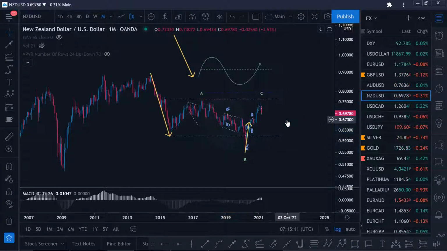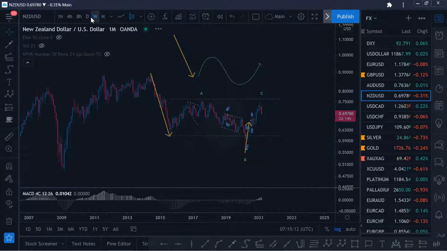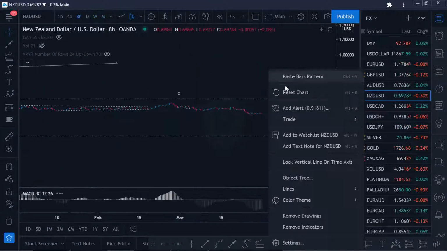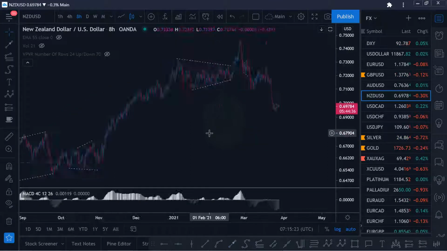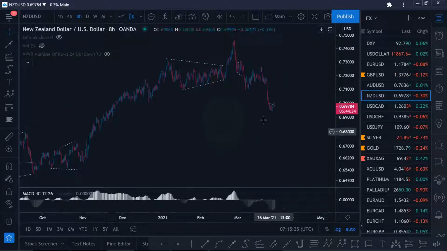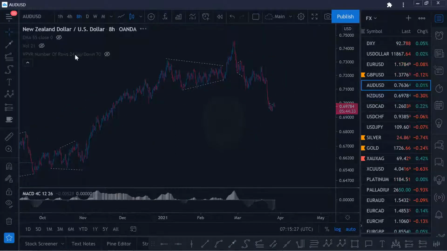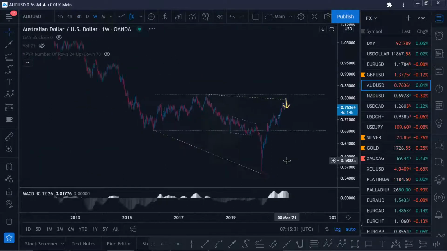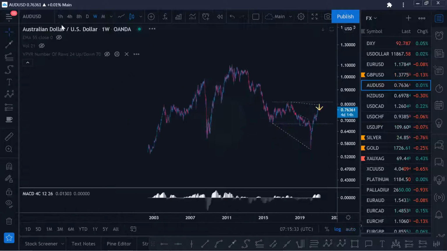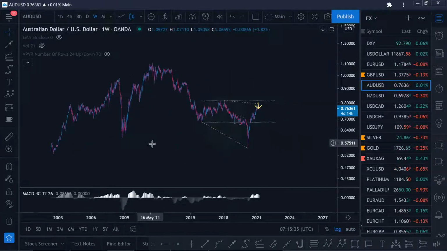So it looks to me that we've turned on the higher time frames, and the lower time frames are starting to resemble that. When you see this kind of move from the highs, that's very impulsive and very much in line with the move we expect moving forward down the line. Aussie dollar, same thing, higher time frame structures, ABC corrective structure looks to be complete.